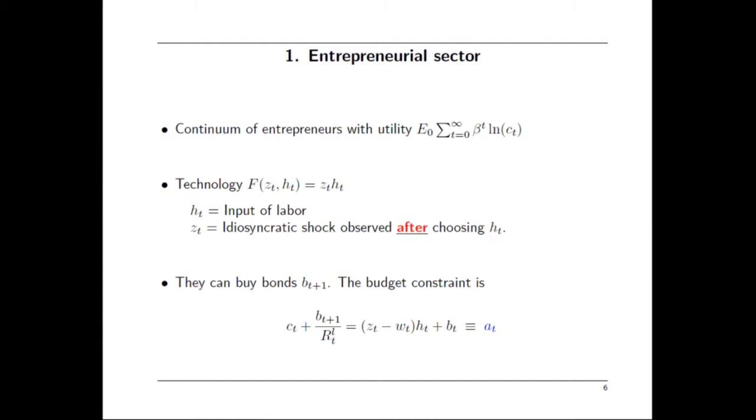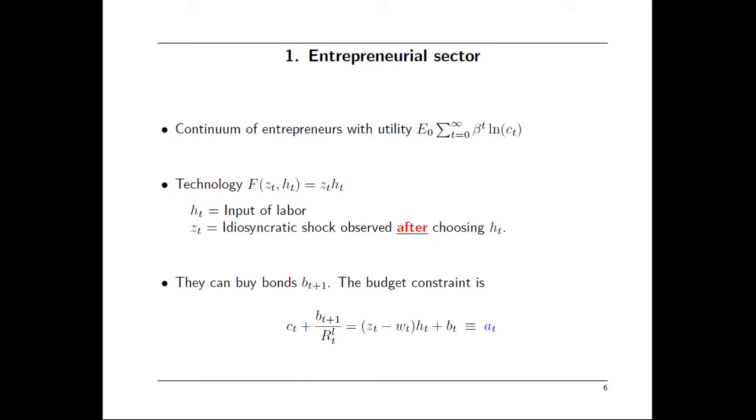How do they produce? With a very simple production function, which is linear in only one input of production. I don't have capital, but it's not really essential. It's purely to make the model as simple as possible. So there is only one input of production, H, which is labor. But what is actually produced depends also on the realization of this Z. Z is an idiosyncratic shock. It's not an aggregate shock, it's idiosyncratic.